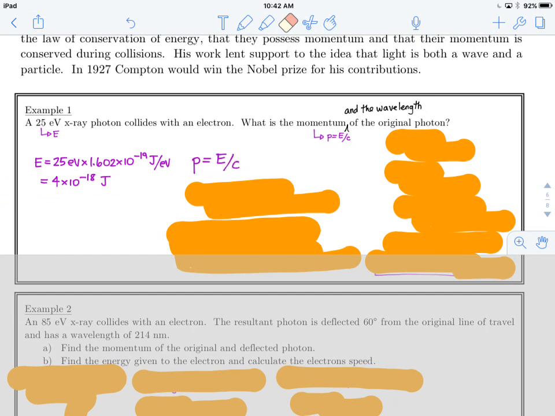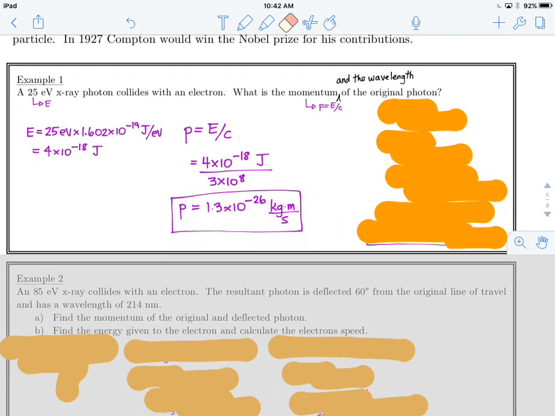Now let's find the momentum. Momentum is equal to E over c. If we do this division, we find right away that the momentum is equal to 1.3 times 10 to the negative 26 kilogram meters per second. Because the units of momentum don't have a derived unit, it's just kilogram meters per second. But you can see that this is one of the reasons we needed to change the electron volts into joules, because we have to be working in SI units if we want our units to work out. So we've got the momentum of the original photon.